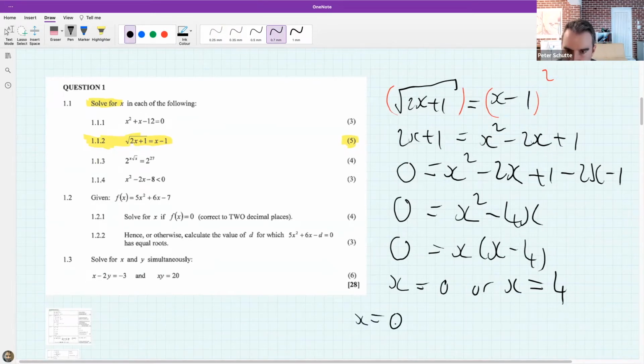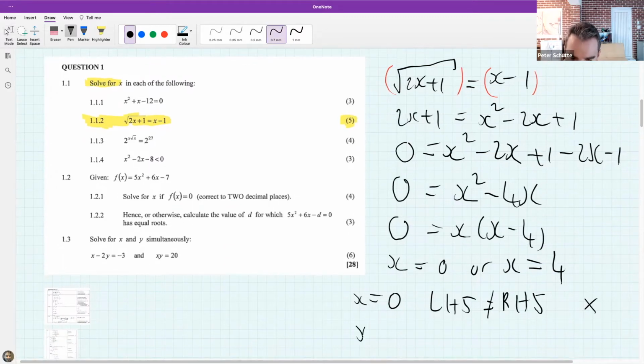So let's just check x is 0. If x is 0, 2 times 0 is 0. 0 plus 1 is 1. The square root of 1 is 1. So the left-hand side is 1. But the right-hand side is 0 minus 1, so that actually isn't equal to each other. So I have to reject the solution.